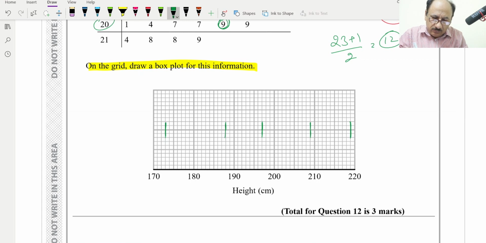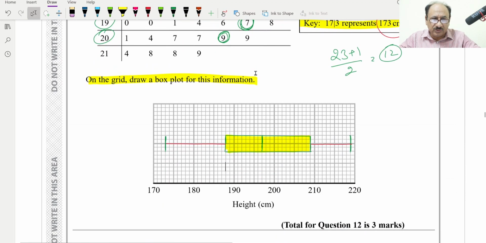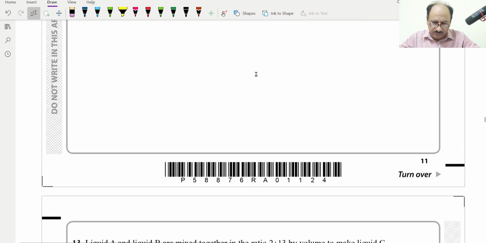So I will make this one line, I will join these two lines and this one also, and then we will be drawing the whiskers, and whiskers we can draw like this one and this one. So this is done. We can just highlight this one. It's not required, I'm just highlighting for your better understanding. So this is box and whisker plot which we have done for this section. Hopefully you understood this. This was 3-mark question which we have done.